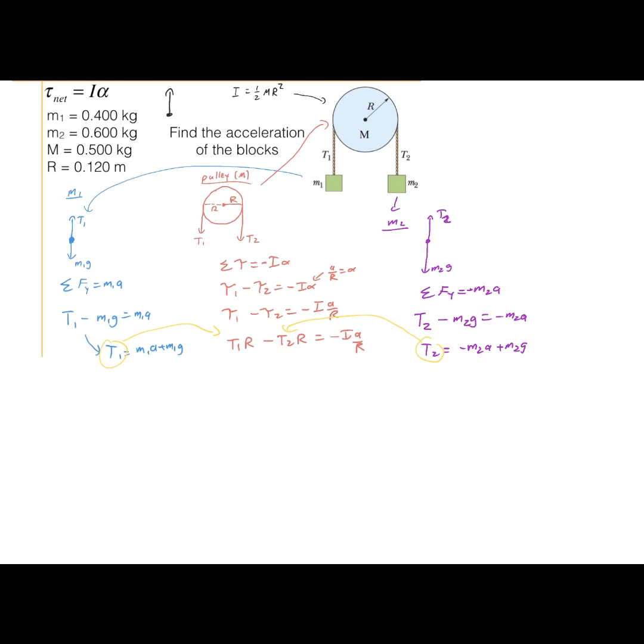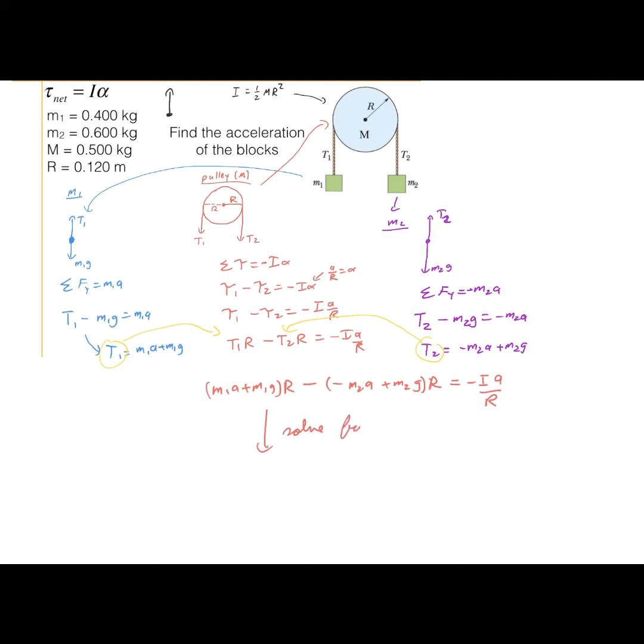Let's get started. So tension 1 is M1A plus M1G times R. So that's the first term minus, and I plug in tension 2, which is minus M2A plus M2G times R. And then the right hand side of that term is still minus IA over R. So now we know everything in here except A, and it's a bunch of steps.